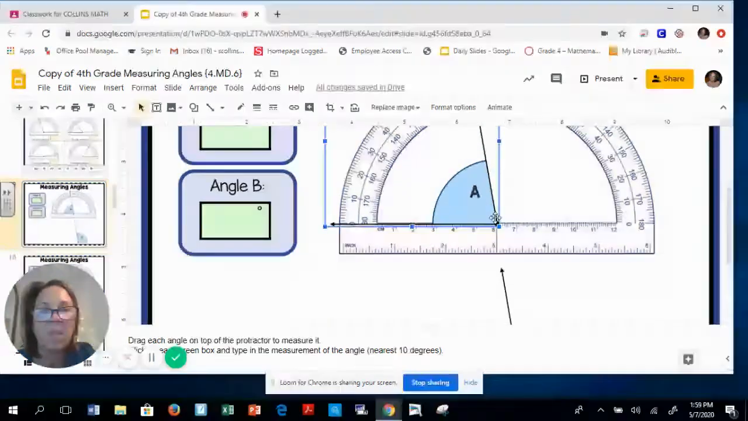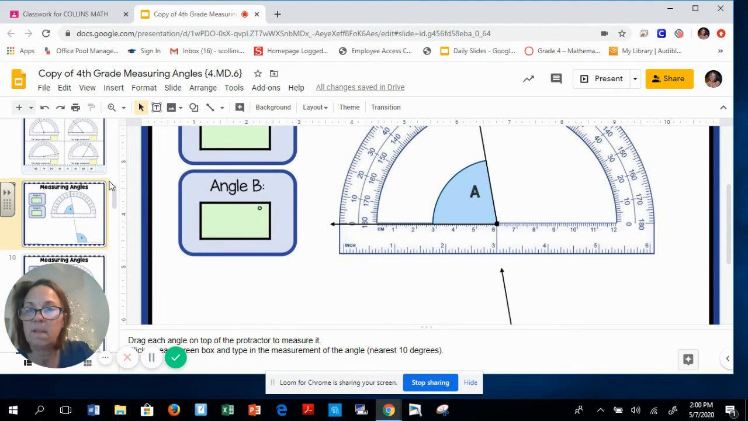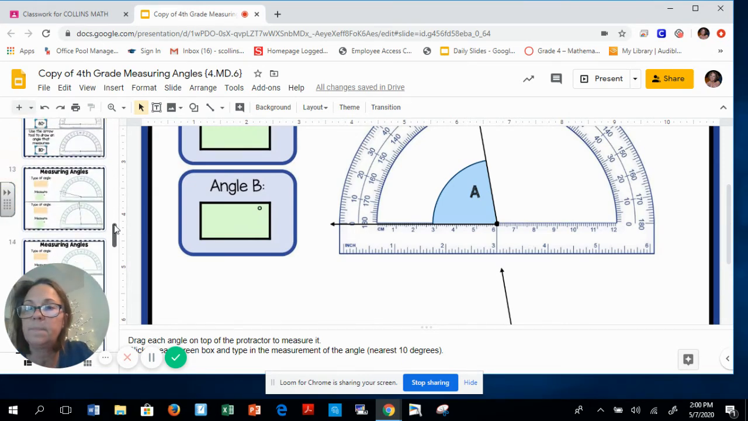So you have to make sure that it's lined up right here in the middle. See this line right here, and it touches that 0 on the outside. So that's for that slide, and I have one more to do here, slide 11.